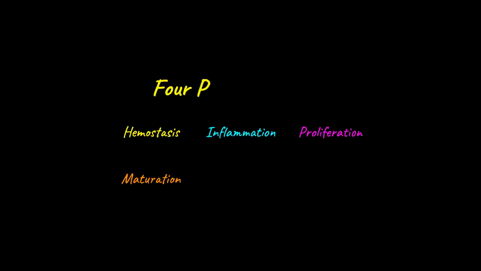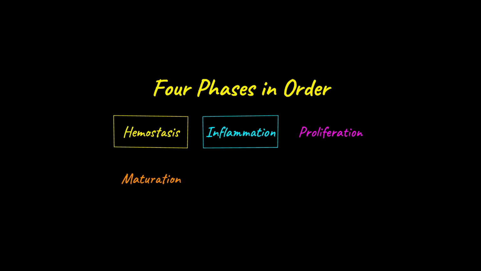Wound healing follows a coordinated, predictable sequence of 4 phases, each with its own timeline and clinical signs that a nurse can recognize. First comes hemostasis, stopping the bleeding. Then inflammation, clearing debris and bacteria. Then proliferation, building new tissue through granulation, contraction, and epithelialization. Finally, maturation, where collagen remodels over months to years and the scar gains strength.